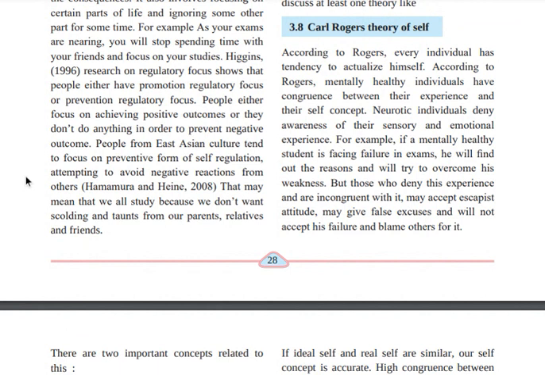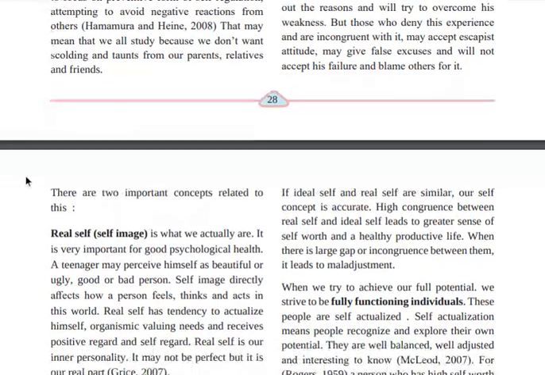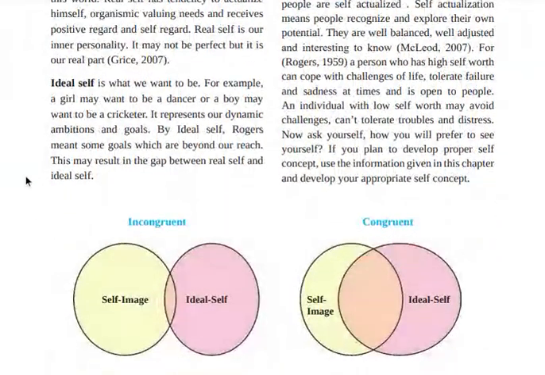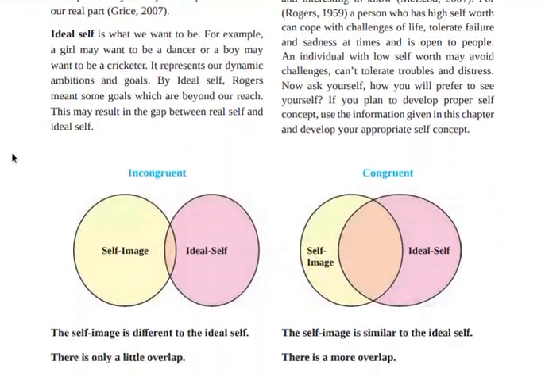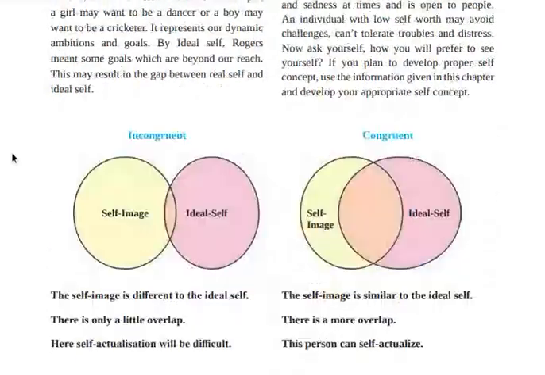And then Carl Rogers. Carl Rogers has given a theory. According to him, every individual has a tendency to actualize himself. Each and every individual has a kind of behavior to actualize himself. For example, if a mentally healthy student faces a failure, he will find a reason to overcome his weakness. So that is his theory, with an ideal self in it. It's very simple.